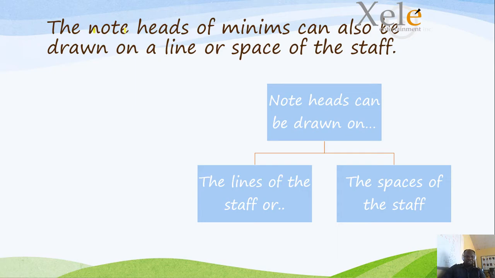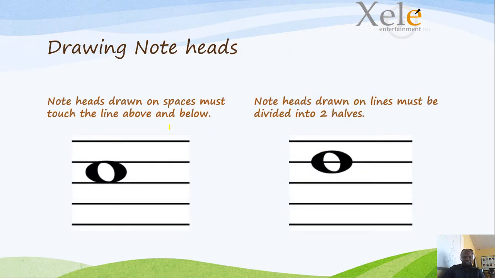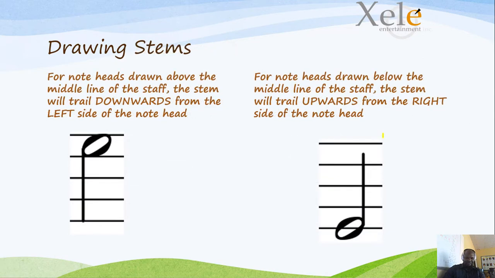The note heads of minims can also be drawn on a line or the space of a staff, just like we had with semibreves. We can also draw the note head of the minim on any line or any space of the staff. Okay, and this is what it looks like. Assuming that this is the note head of the minim, then this one would be on a space, and this one right here will be on a line. Now let's look at how to attach the stems to it.